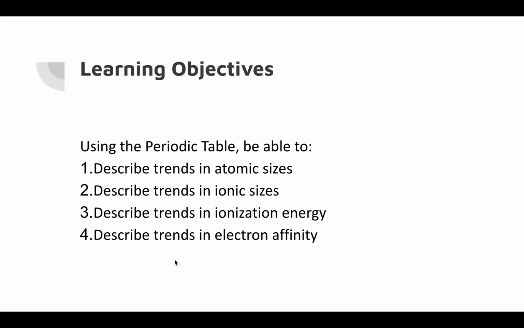Okay, so the learning objectives are that we can use the periodic table to determine these trends: atomic size, ionic sizes, ionization energy, and electron affinity. I think I said electronegativity, but I don't know if we're going to talk about that. I don't think so.